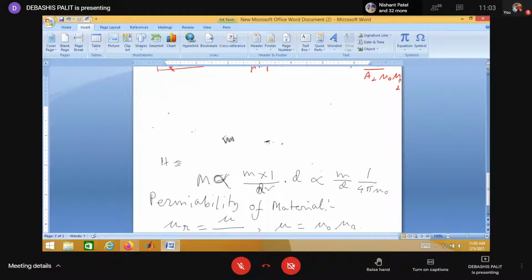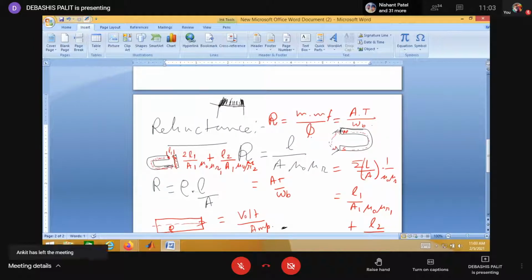Sir, can you please repeat the unit of reluctance? Actually, unit of reluctance is nothing but magnetomotive force by flux. So magnetomotive force unit is ampere turn. Flux unit is Weber. So ampere turn per Weber, that is your reluctance. Turn has no unit actually, but sometimes it is termed as ampere turn. Ampere turn is an identical unit of magnetomotive force.